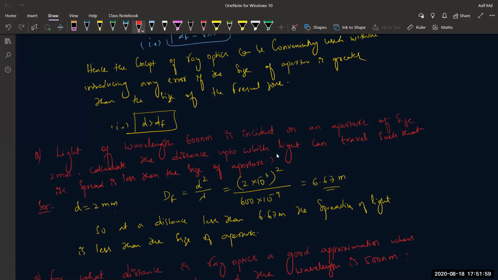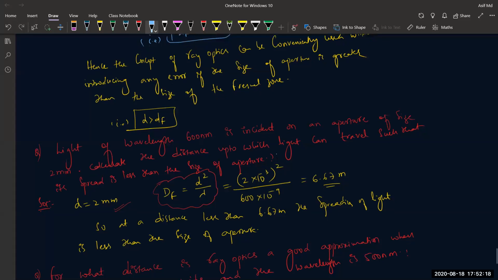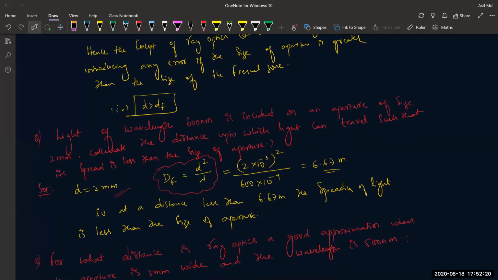So d value is given as 2 mm. Fresnel's distance formula you already know: df is equal to d square by lambda. That means d value is 2 into 10 to the power of minus 3 whole square, divided by wavelength 600 into 10 to the power of minus 9. Simplifying, we get 6.67 meters. That means at a distance lesser than 6.67 meters, the spread of the light is lesser than the size of the aperture. That must be the basic condition.